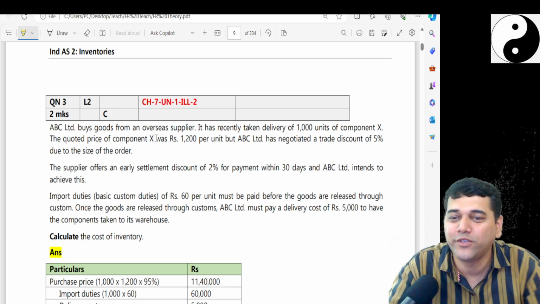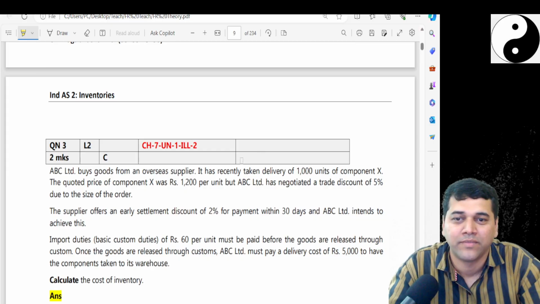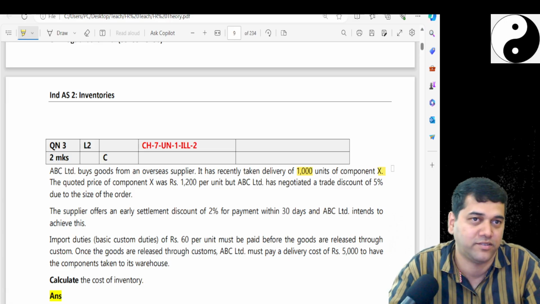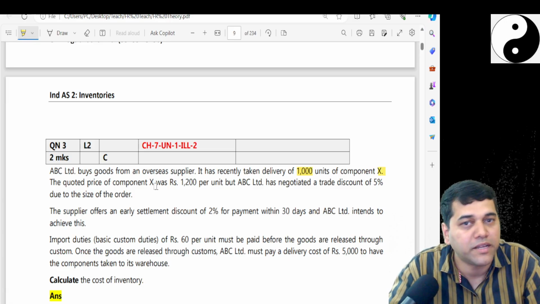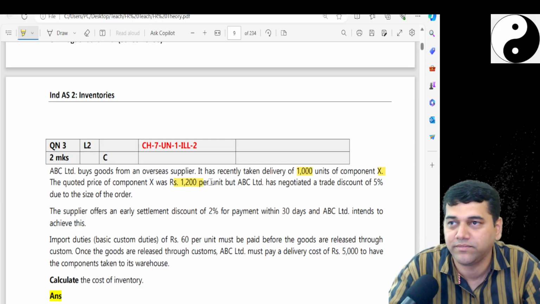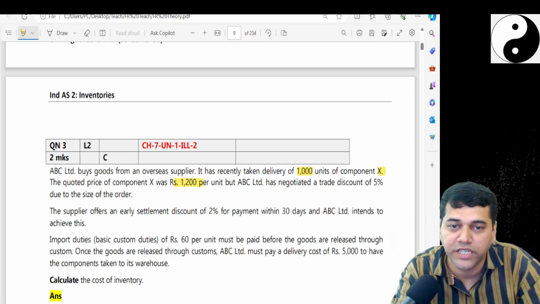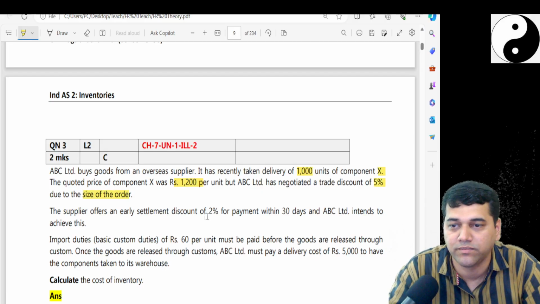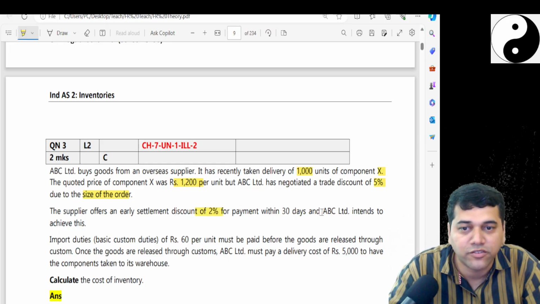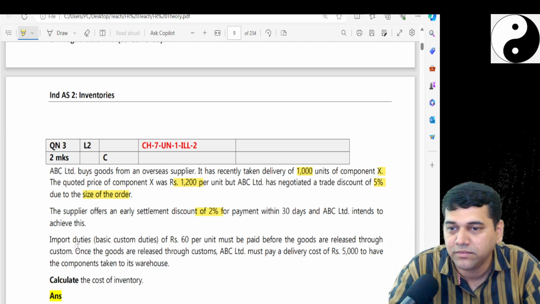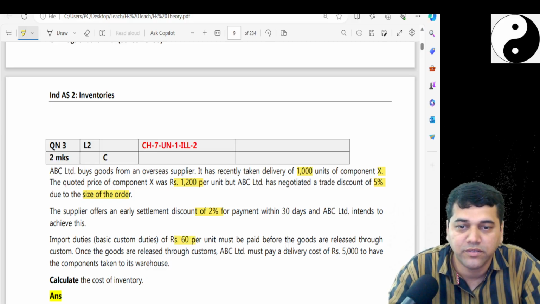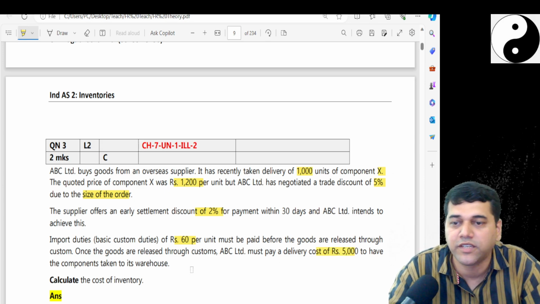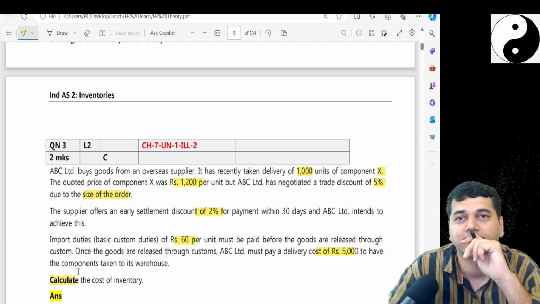Okay, ABC buys goods from an overseas supplier. It has recently taken delivery of 1,000 units of component X. The quoted price of the component is 1,200. And ABC has negotiated a trade discount of 5% due to the size of the order. They also offered an early discount of 2% for cash payment. Import duties of 60 rupees must be paid before the goods are released from customs. Once they are through, must pay delivery charges of 5,000. What is my inventory cost?